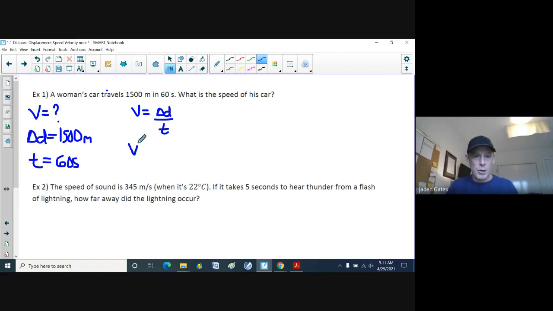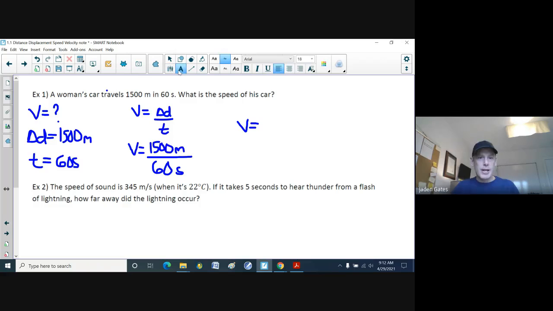So I make the right substitution here and I plug in. All right, so my distance on the top here is 1,500 meters. My T is 60 seconds. Now I'm going to divide those two. So I take 1,500 and I divide it by 60 seconds, and let's see here, I end up with a round number. Okay, that doesn't happen very often, 25.